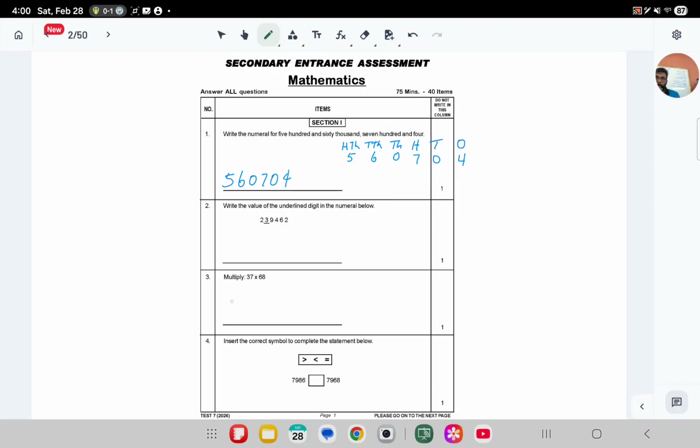Number 2, write the value of the underlined digit and the numeral below. So we have 2, 3, 9, 4, 6, 2, ones, tens, hundreds, thousands, tens of thousands, hundreds of thousands. To get the value of our underlined digit, we multiply the digit by its place value. So the place value here is tens of thousands, which is 10,000. So 3 by 10,000 is 30,000.